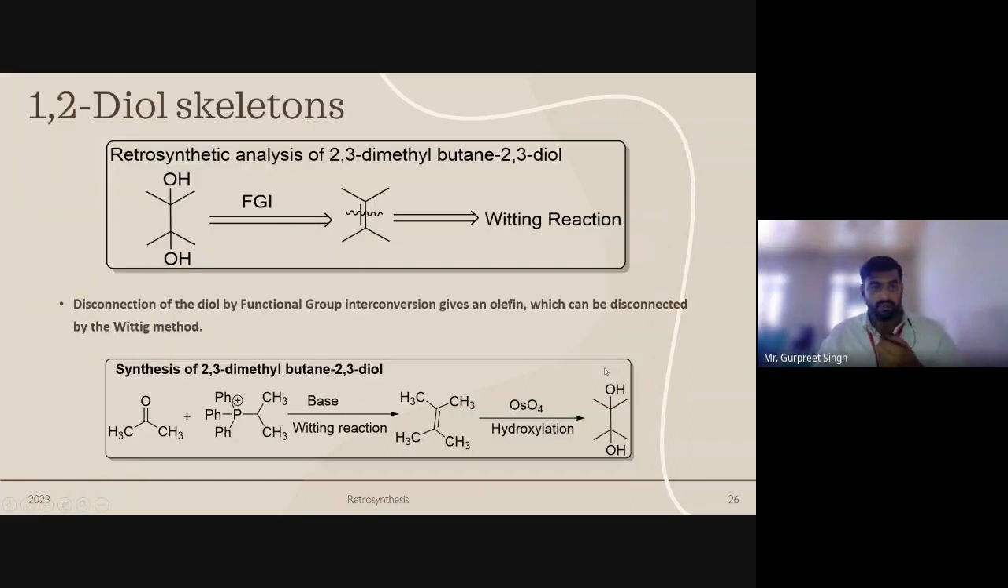Fine, then we have some 1,2-diols, like the retrosynthesis of 2,3-dimethylbutane-2,3-diol. When such kinds of functionalities are present, we need functional group interconversions. In that, these two functionalities are converted into a carbon-carbon double bond. After that, you can apply the Wittig reaction to get the desired compound.